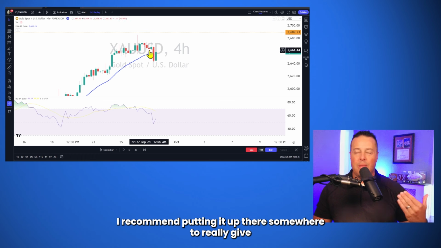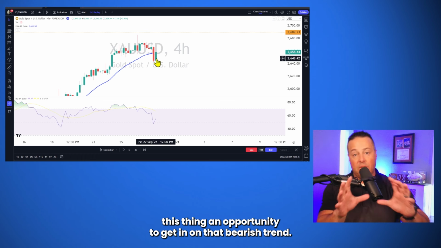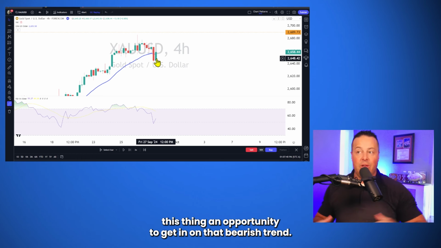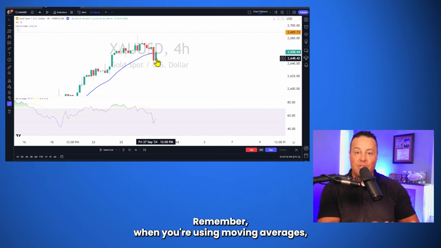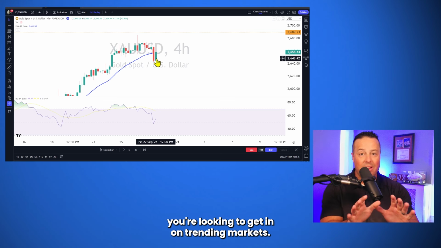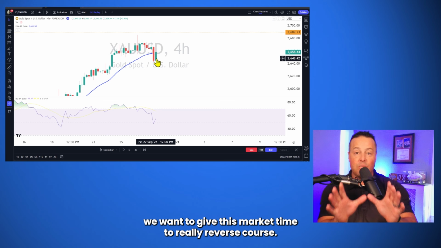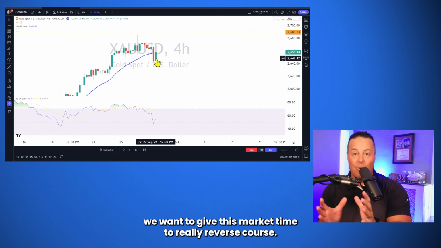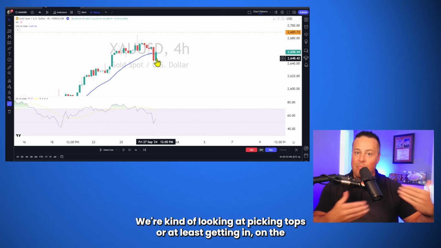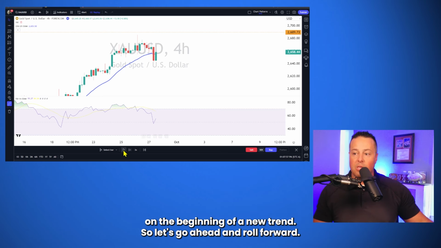I recommend putting it up there somewhere to really give this thing an opportunity to get in on that bearish trend. Remember, when you're using moving averages, you're looking to get in on trending markets. And when we use confirmation, something like an RSI, we want to give this market time to really reverse course. In a lot of ways, we're kind of looking at picking tops, or at least getting in on the beginning of a new trend. So let's go ahead and roll forward.